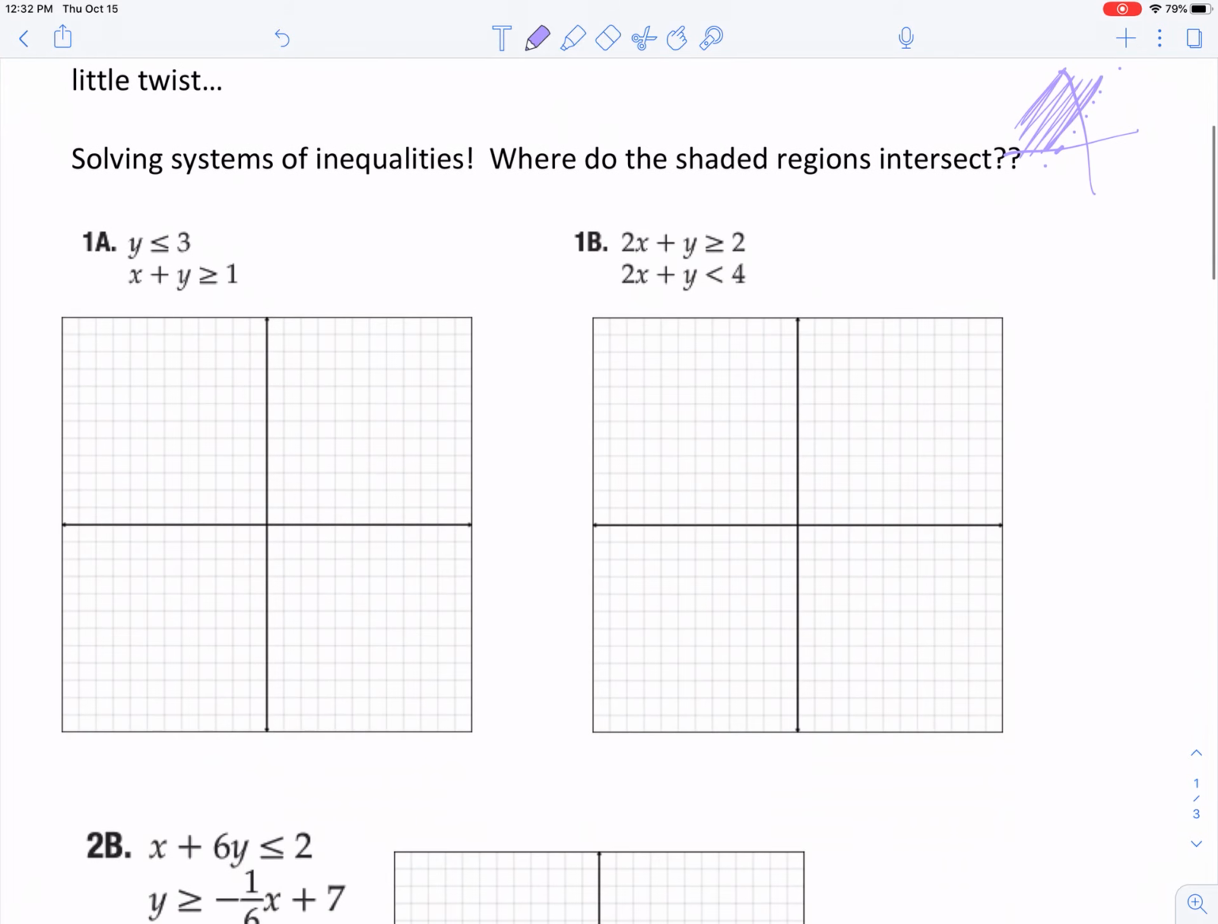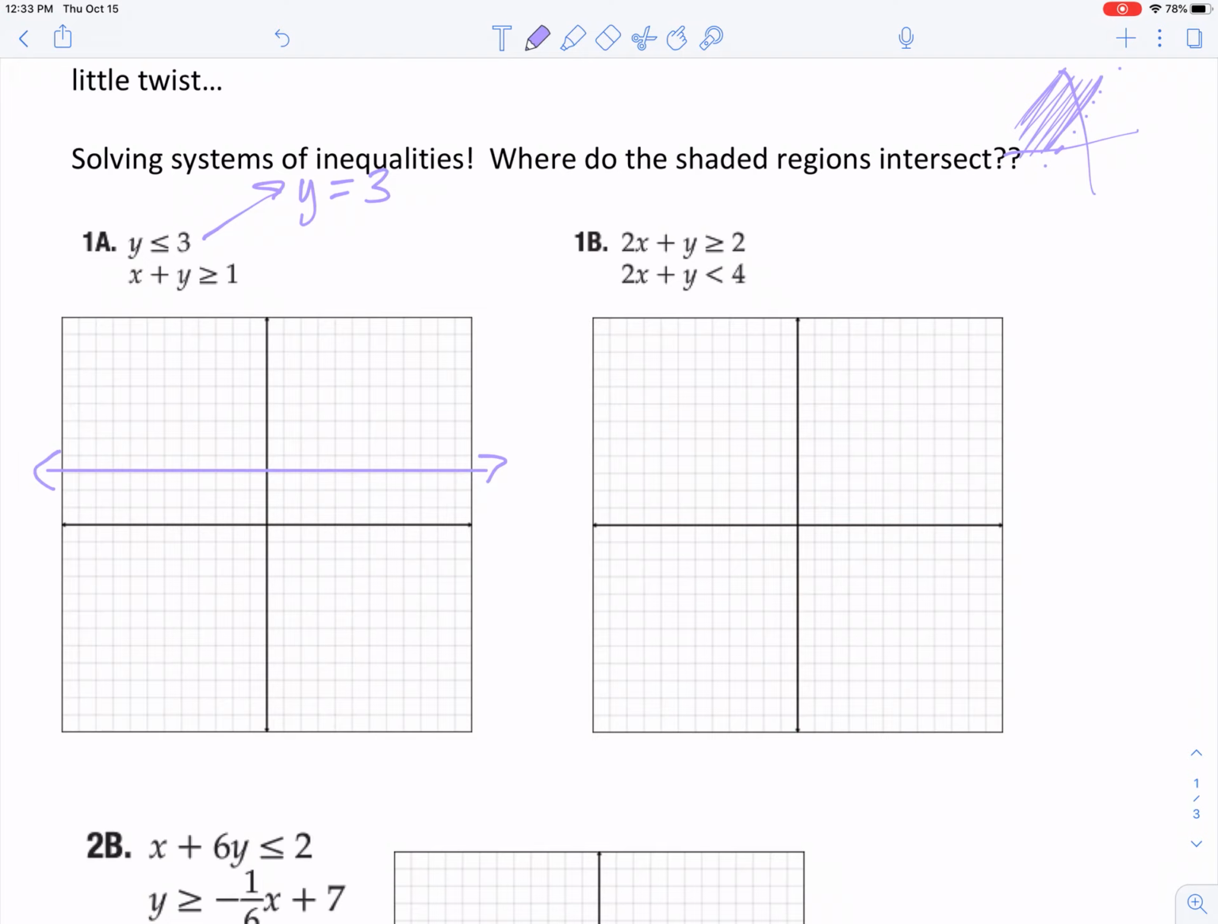So let's start with 1A here. My hint, again, is to look at it with an equal sign first and try to get it where it's y equals. So if it's y equals 3, I know that that is a horizontal line on the 3 mark vertically, right there. And since it is a less than or equal to sign, that does mean I get to have a solid straight line, not dashed.